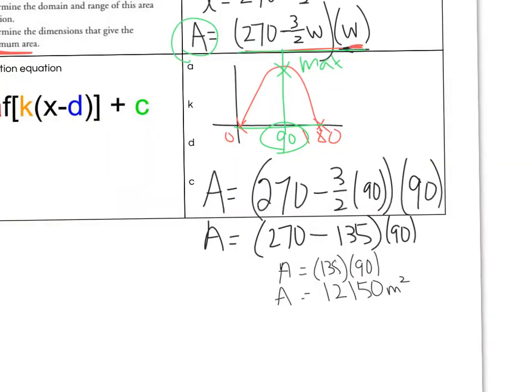Okay, so I realized that my zeros were 0 and 180. The axis of symmetry will be halfway between those two zeros, so at 90. The maximum will occur there on the axis of symmetry, so I put 90 into the equation that I came up with. And then I ended up with the area being 12,150 meters squared.